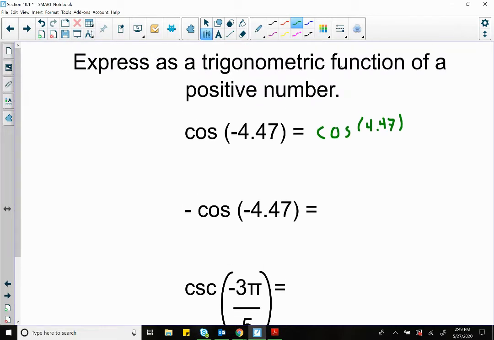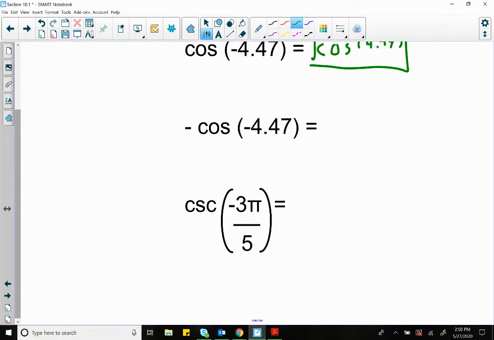This is a trigonometric function of a positive number. That's a positive angle. That's what they're looking for. That's it. Don't go to your calculator. Do not pass go. Do not collect $200. That's all they want. Okay? So if that makes more sense now, go ahead and try the other two. Pause the video.